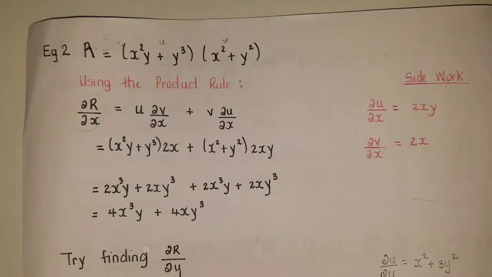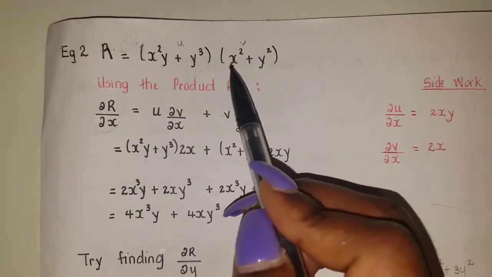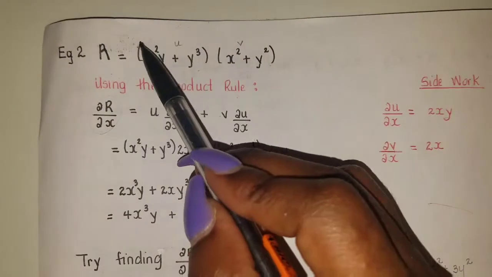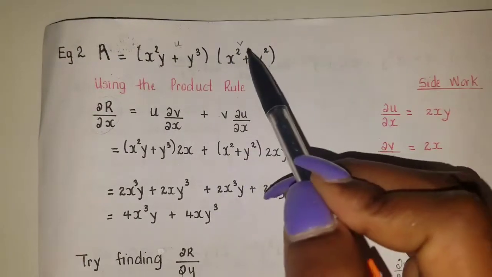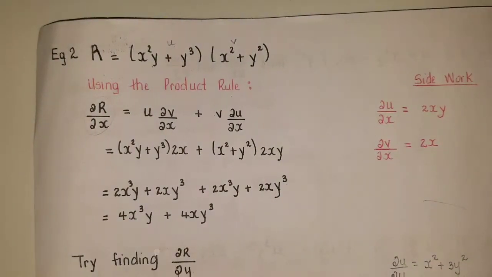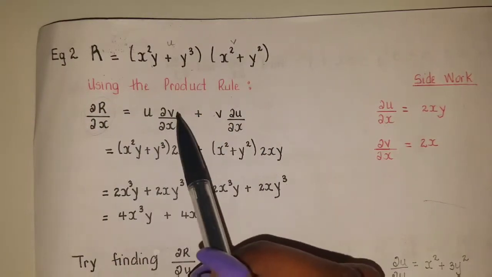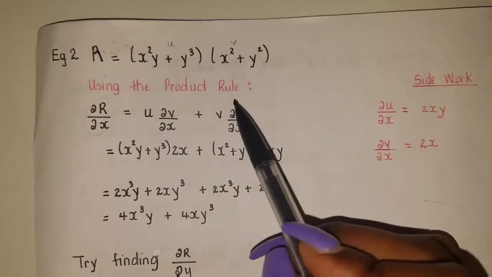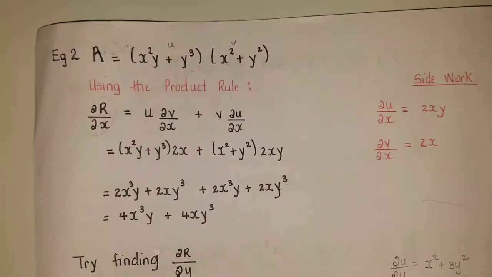In this second example, notice that our function is different. We have two functions being multiplied, so in this case we have to use the product rule. So this first part, we're going to call it u, and the second part we're calling v. So now, to find the partial derivative with respect to x, this is the formula we will use. We have to find the partial derivative of the v function, multiply it by u, and the partial derivative of the u function and multiply it by v, then add the answers.